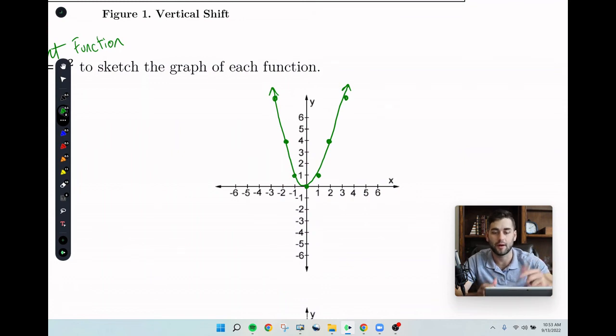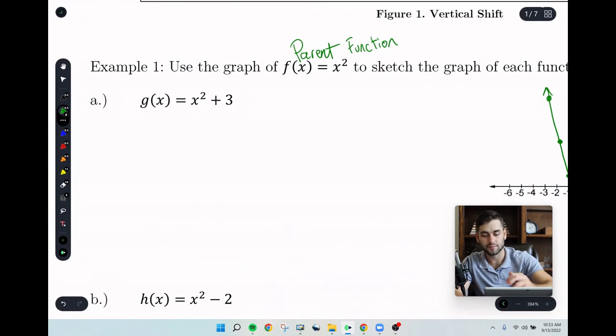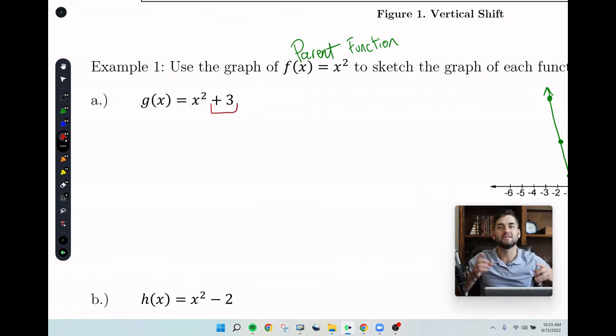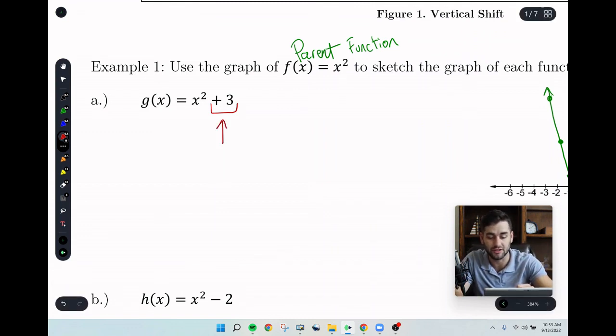That's the parent parabola. And right here, because we've got a plus 3 on the outside, it's not inside, it's not attached to or underneath the parent function. So the thing the function is doing is squaring, right? This is outside of the squaring. This is not included in the squaring process. So because it's outside, that makes it a vertical shift up 3.